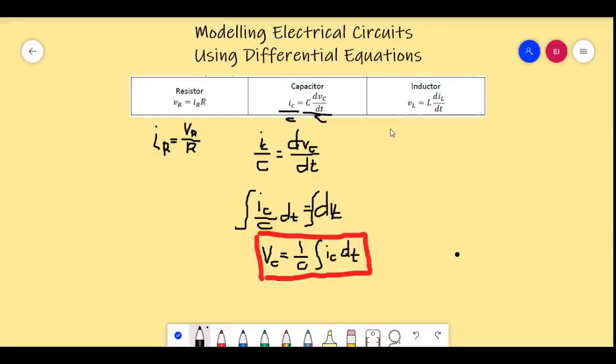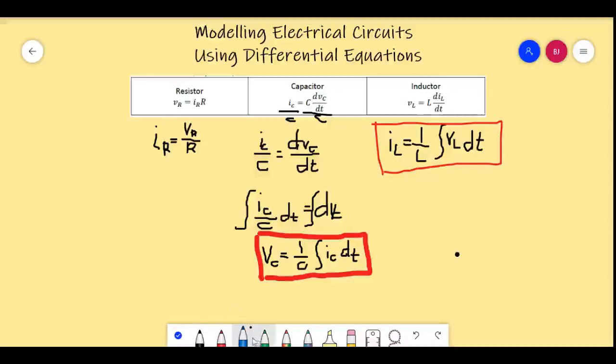Now for inductor, we already have the voltage. What it would actually look like is it would also look like this one. So if we use the same procedure, because they look the same, it should become IL equals 1 over L integral of VL dt.